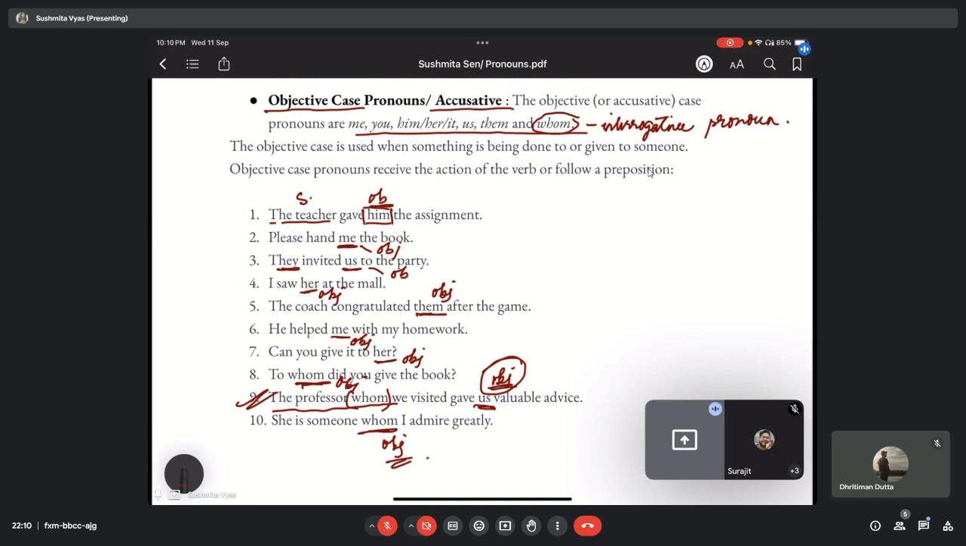Here we are talking about the professor, so we will not take whom into consideration. We will only look at the object here. We are the object being talked about, right? Who are we talking about? We are talking about the professor. So the professor is the subject, whom we visited, gave us. We are the object here. So this is an objective case pronoun. See, the objective case pronoun has us in it, right? Nivedita, is this clear?